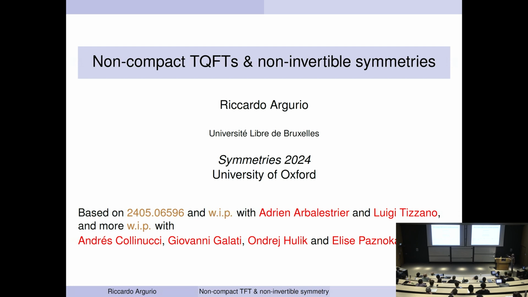So today I'm going to talk about non-compact topological quantum field theories and their relation to non-invertible symmetries. By non-compact, essentially I mean topological field theories with an infinite number of objects. I'll try to motivate why I want to care about them. This is based on a paper that came out in the spring and two works in progress with my nice collaborators here. Some of them are in the room.